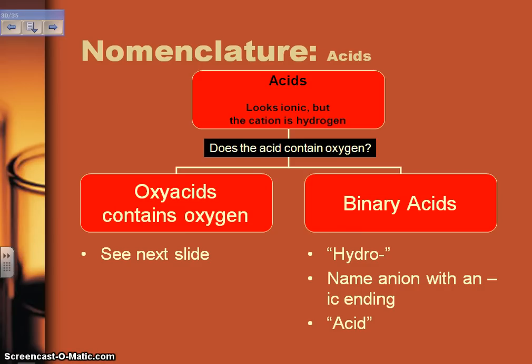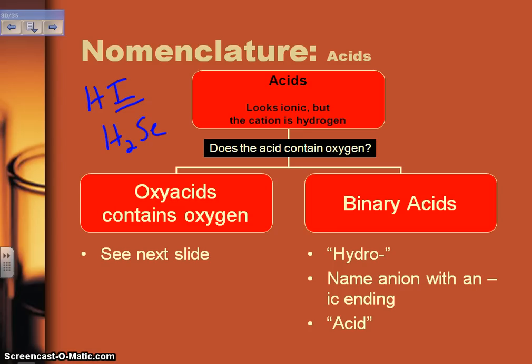We're going to go through the nomenclature rules for the binary acids first. A binary acid is not going to contain oxygen. So a binary acid can be any of the elements. So if I look at the nonmetals, binary acids could be HI, where iodine is just an element. We could have something like H2Se.